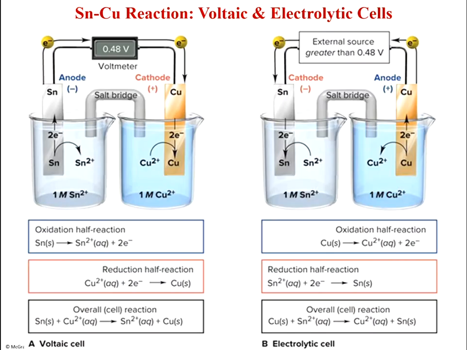And for our reactions, we simply reverse what we had for the voltaic cell. Our oxidation reaction now becomes the reduction reaction, and the reduction reaction becomes oxidation. Overall, we've simply reversed the overall electrochemical reaction.